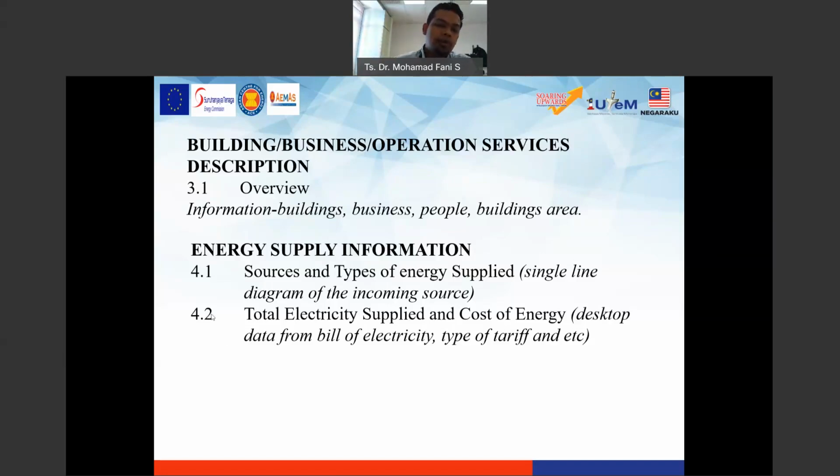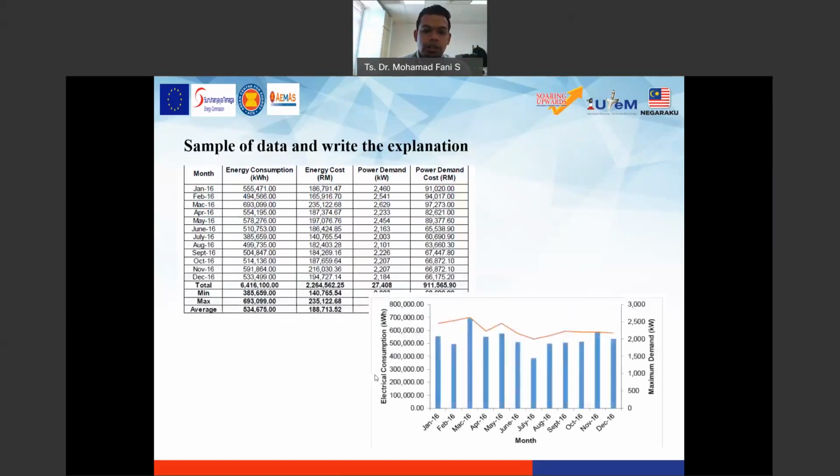And another part, 4.2, is total electricity supply and cost of energy. So for this one, desktop data from the electricity bill, type of tariff, etc. The information from the bill, put it in Excel and make some kind of analysis from the desktop data. The example here is the sample data, and write the explanation.